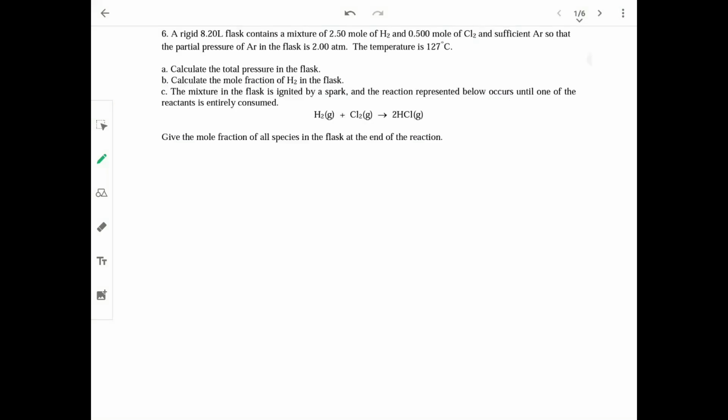Start part number 6 now. A rigid 8.2 liter flask contains a mixture of 2.50 mole of H2 and 0.5 mole of chlorine and sufficient argon so that the partial pressure of argon in the flask is 2 atmosphere. The temperature is 127 degrees Celsius. Let's do part A now. You guys can solve it for a few seconds before we check together.